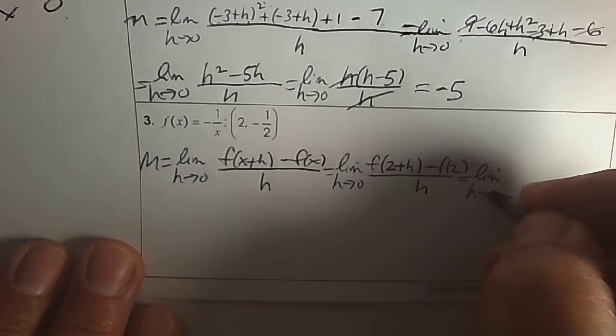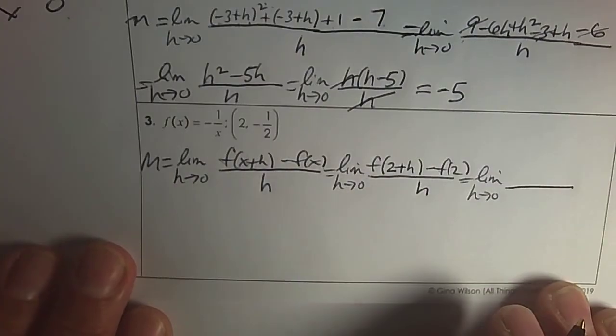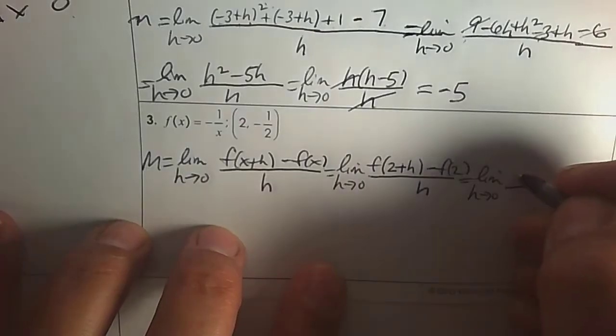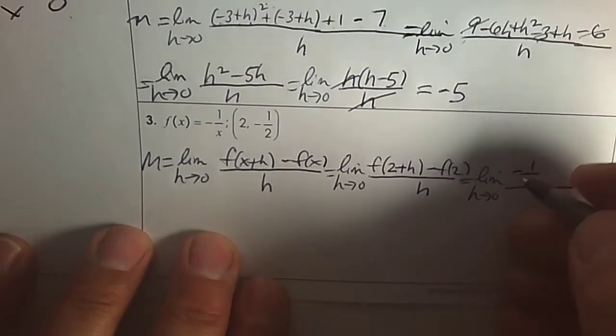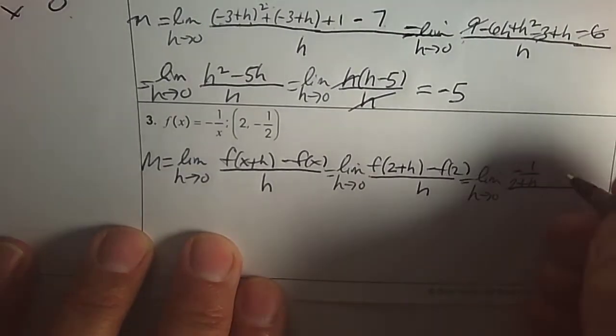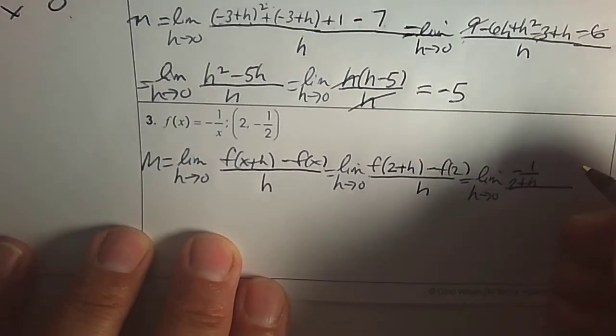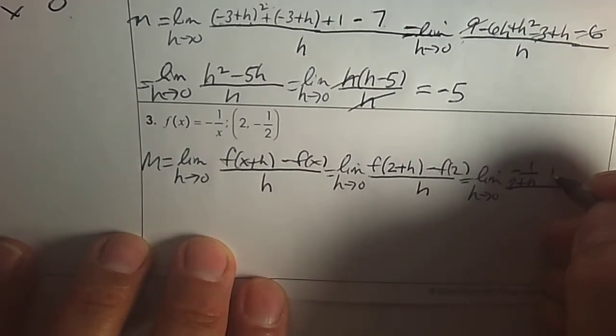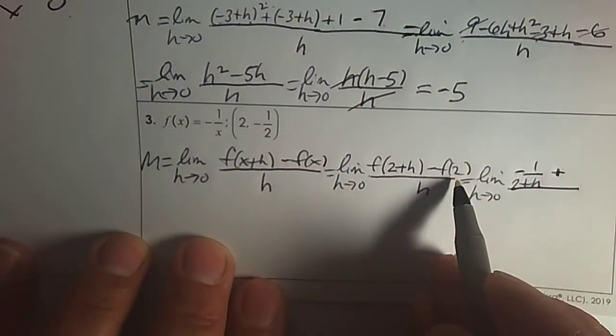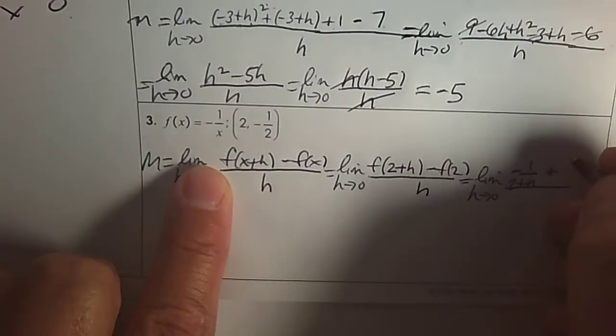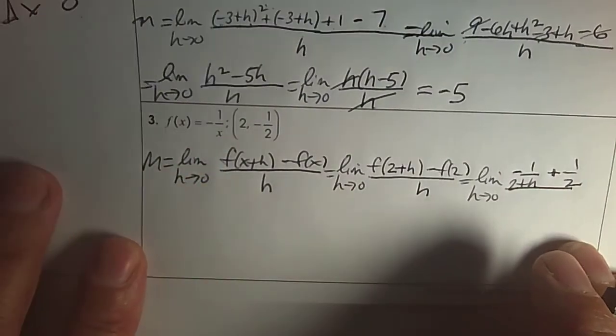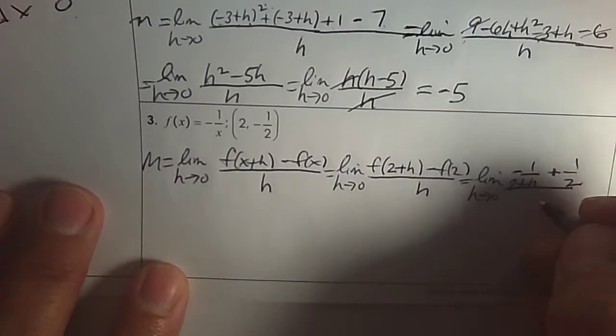Next, we're going to do a substitution. So we're going to plug in 2 plus h. We're going to have some fractions within fractions here. So instead of x, we put in 2 plus h. And a negative is going to make this plus. And again, I'm going to plug in 2 here, so that's plus a half. And then that's over h.